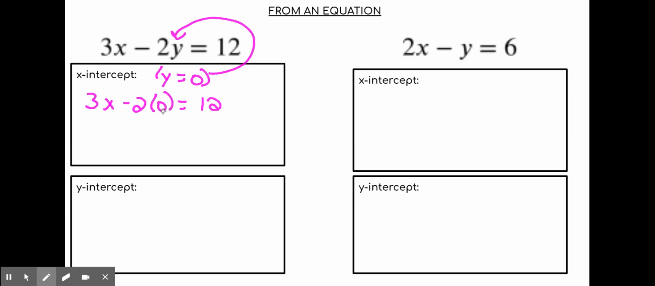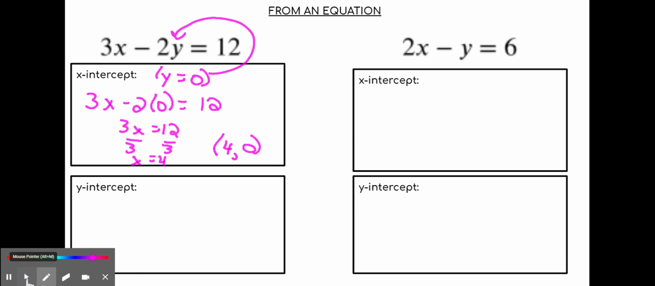Negative 2 times 0 is 0, right? So this is just going to be 3x equals 12. And then we're going to have a little one-step equation to solve. And we're going to get x is 4. So my x-intercept is the point 4, 0. The y was 0. And when y was 0, x was 4.